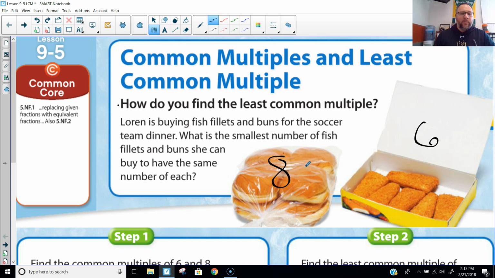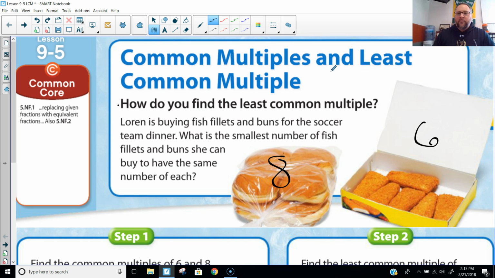So I'll have just as many buns as I have fish fillets. Right now, if I just buy one package of buns and one package of fish fillets, I'll have 2 extra buns left over, and I don't want that. I want to make sure that all the buns have fish fillets in them. So what can I do to find that number? Well, this is what you do.